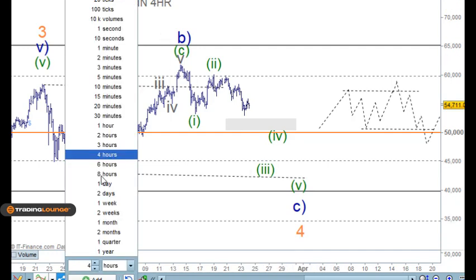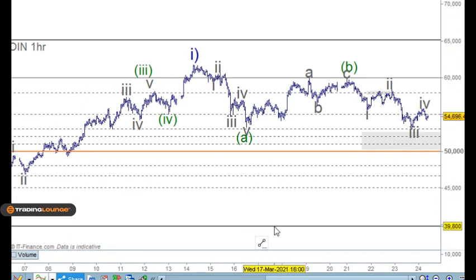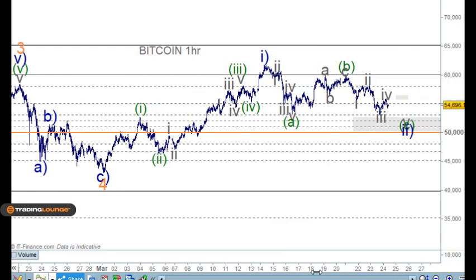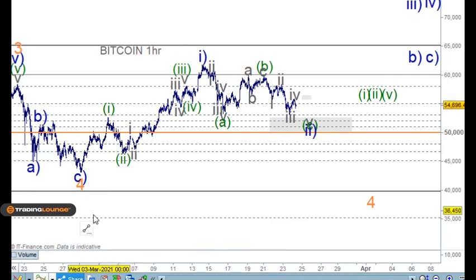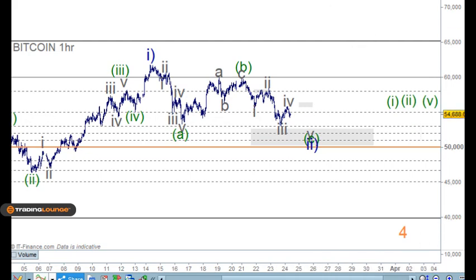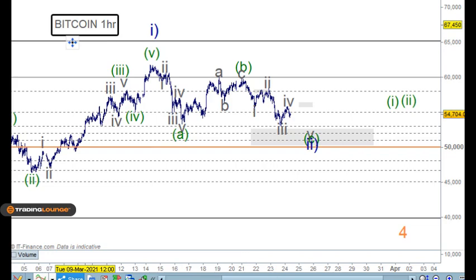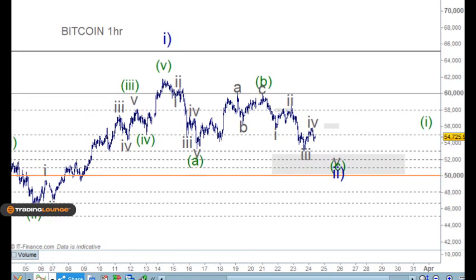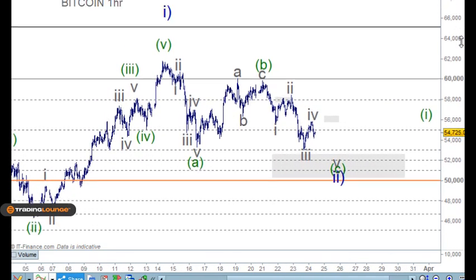The other count, which I've got on the hourly chart here, is looking at it a little bit differently in terms of wave 4 here, with wave 1 and 2 here, and 3 and 4 here, and then going up for wave 5, which I don't have my wave 5 there. I don't know why he wandered off, but get back on the job, dude. And here we go.